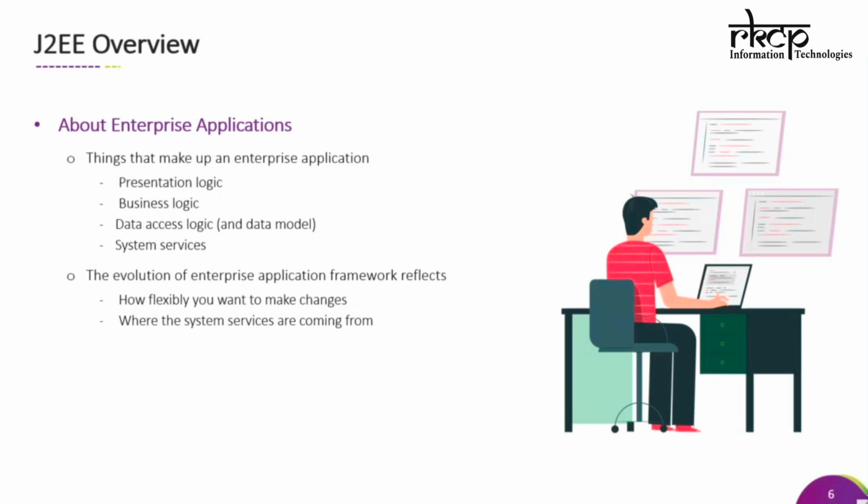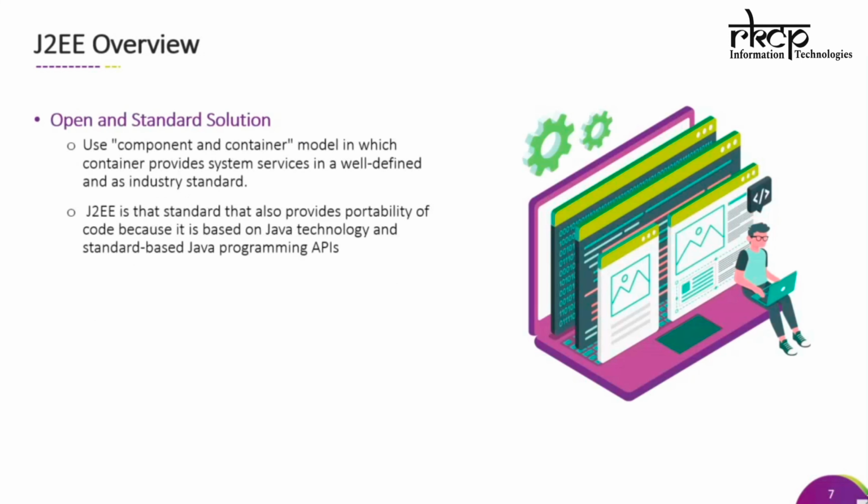But I think at your level, you should go with only the three parts. One is the view, that is the presentation logic, that is HTML. Second is the business logic, that is on the server side, how to take a request and how to give a response. And after that, your data access logic, how to write your data access logic. Here, the evolution of the enterprise application framework reflects how flexible you want to make changes, and where the system services are coming from. In the same way, it is an open standard solution also.